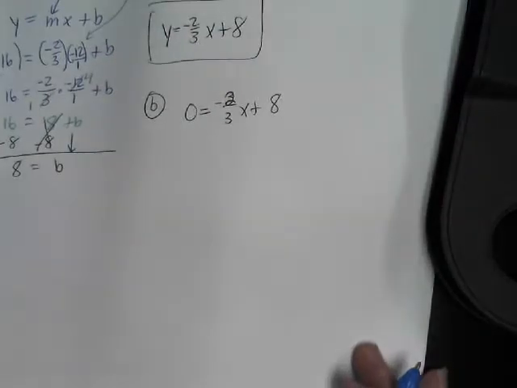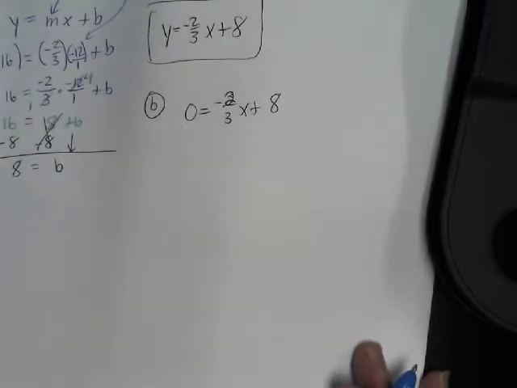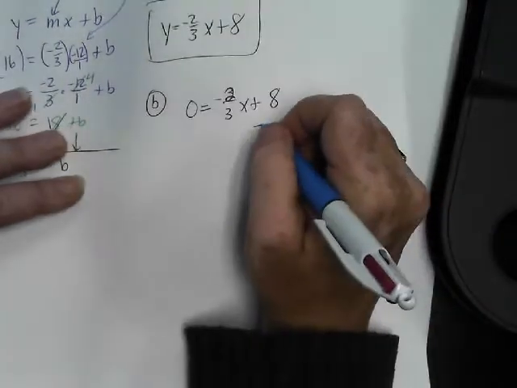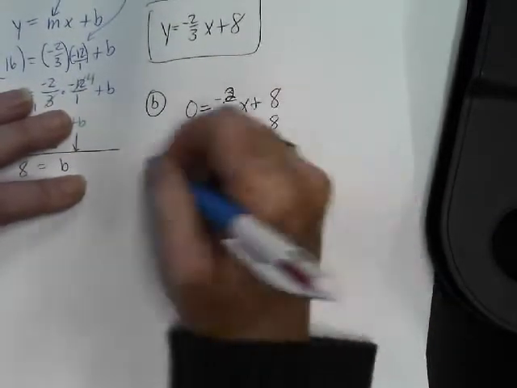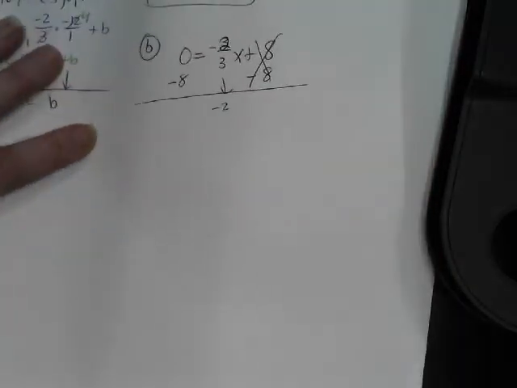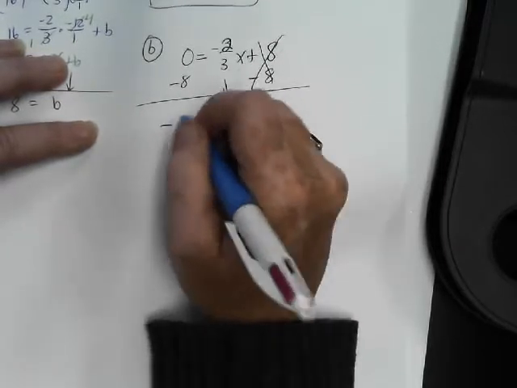If you didn't graph it and you still want to know what the x-intercept is, plug a 0 in for y and then use algebra. I want the x by itself, so I'm going to get rid of the 8 by subtracting 8. Now I still have negative 2/3 times x is equal to negative 8.